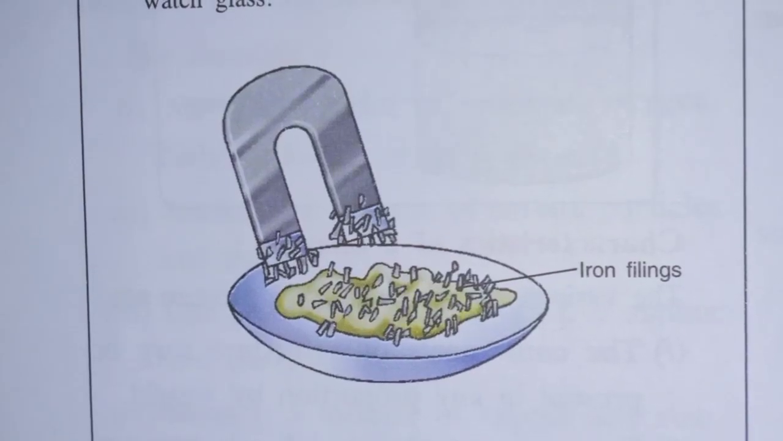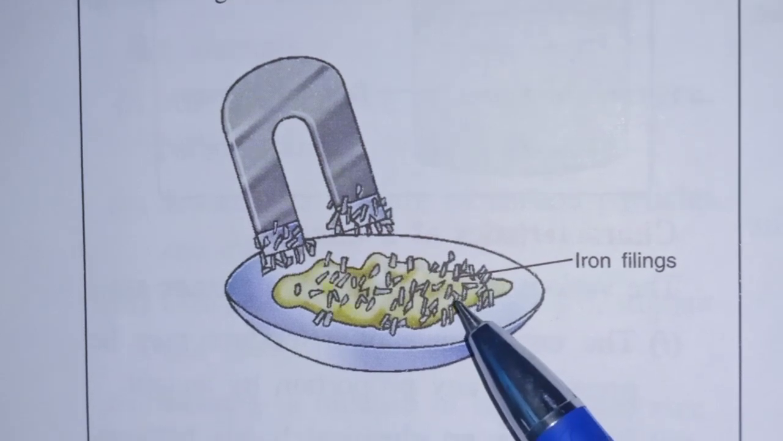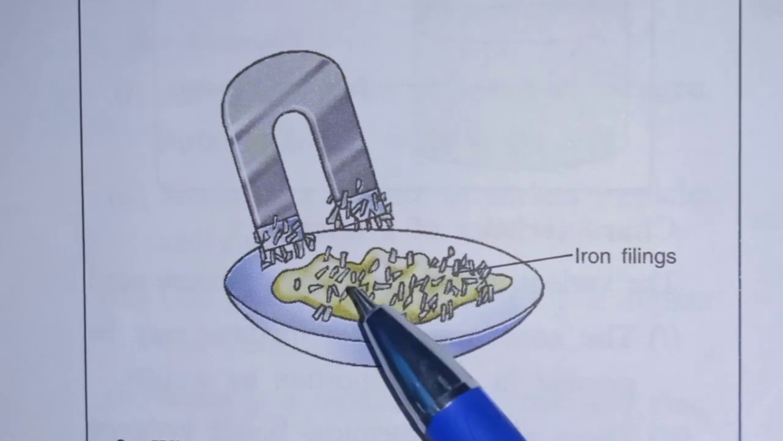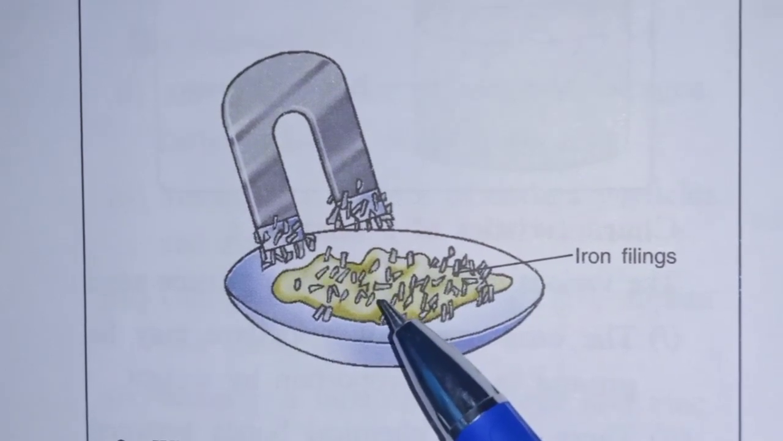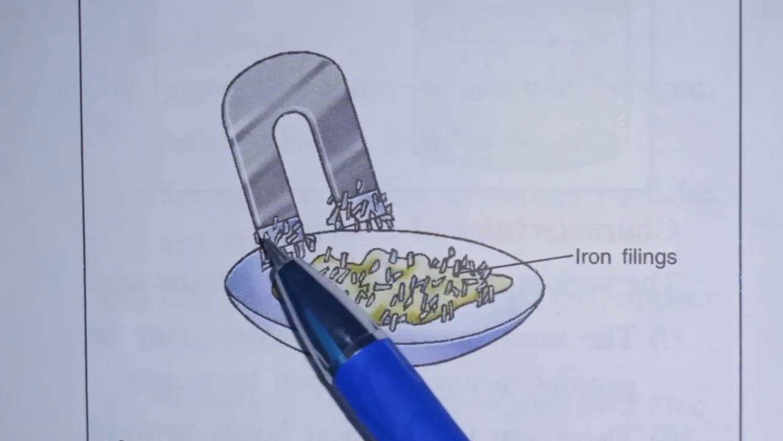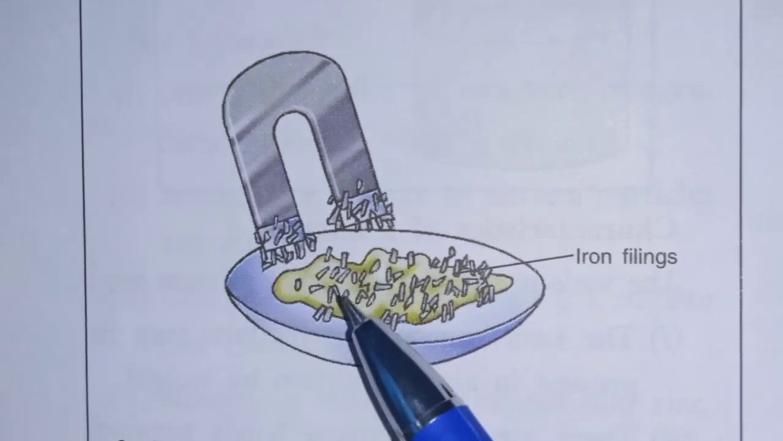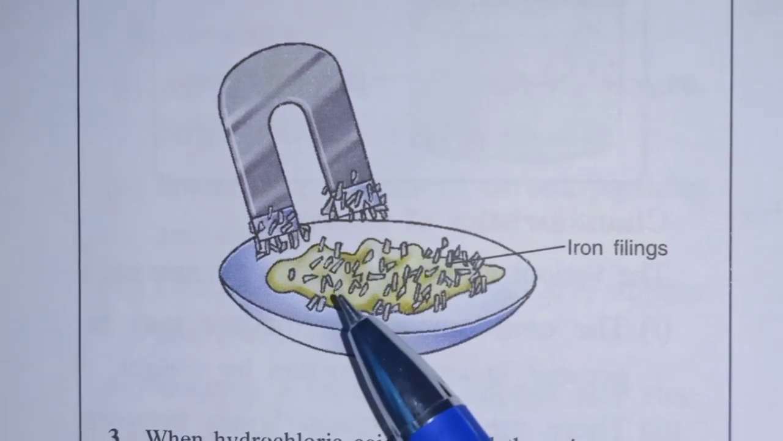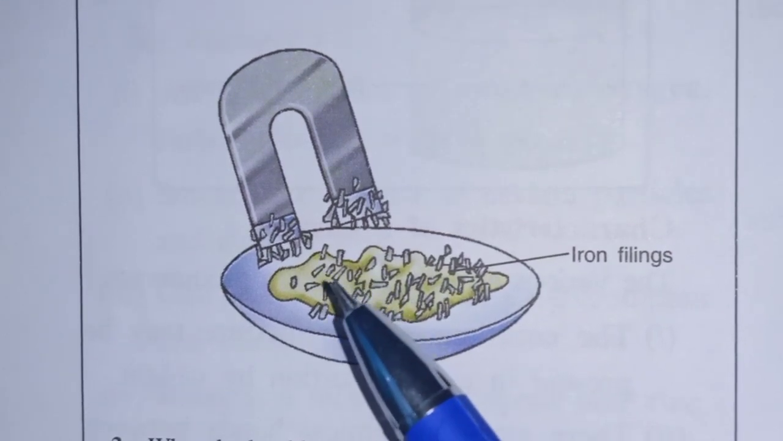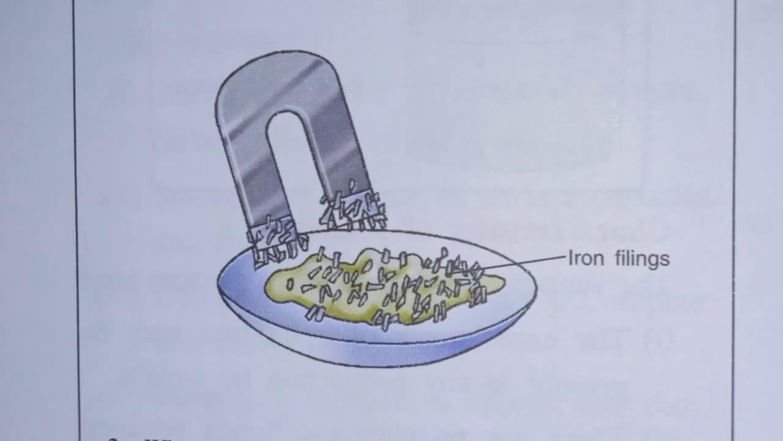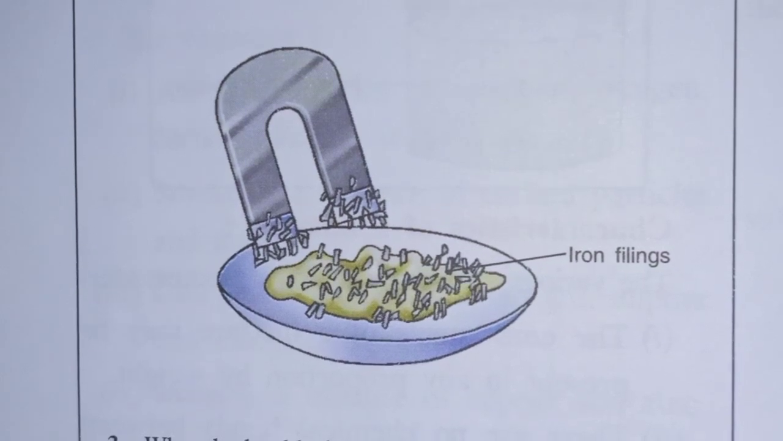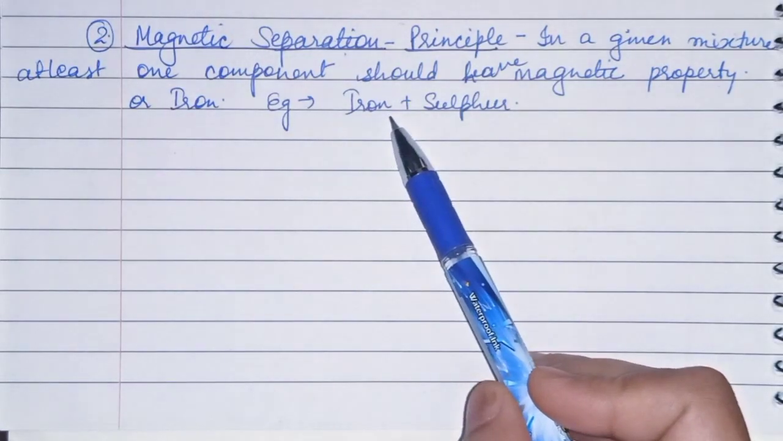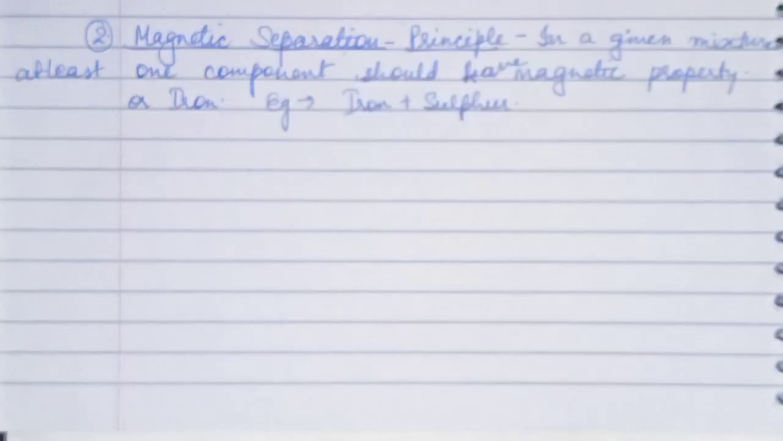Like we have done in the previous topic on mixtures, a mixture of iron filings and sulfur. When we have to separate iron from this mixture, we use a magnet over here. The magnet will attract all the iron particles and now only sulfur will be left. So like this you can separate iron from any mixture in which a magnetic substance is present. So the example for magnetic separation is iron filings and sulfur.